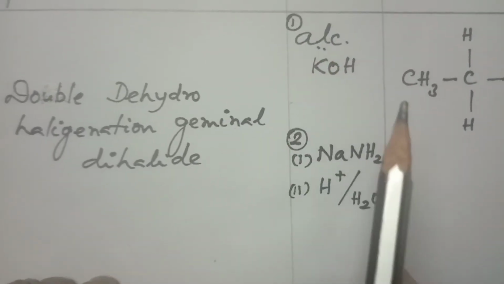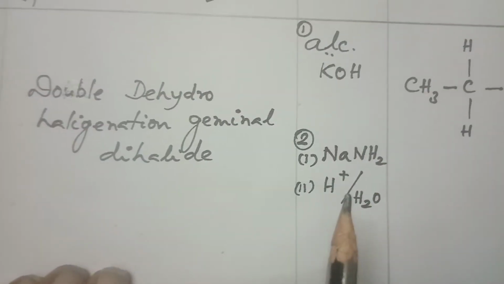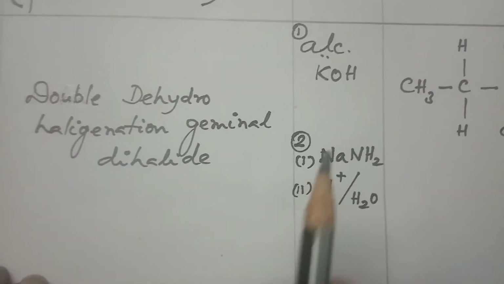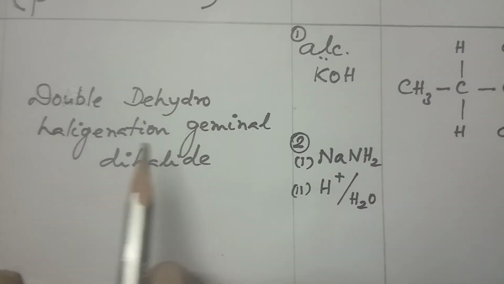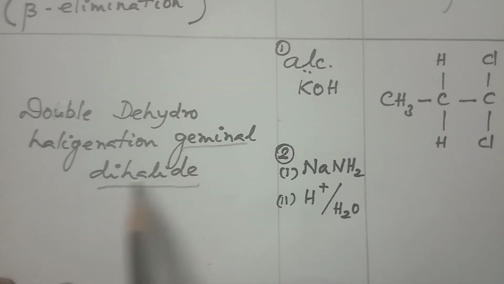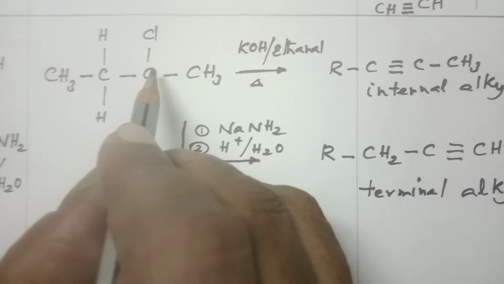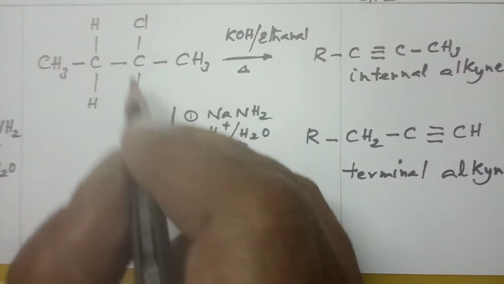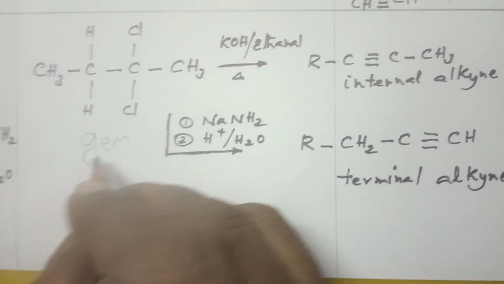Now we move to the next condition. The reagents are alcoholic potassium hydroxide and sodamide, two separate things, related to dehydrohalogenation. This is double dehydrohalogenation, and here the reactant is a geminal dihalide. Dihalide means two halogens. When they are attached on adjacent carbons it is called vicinal; when they are attached on the same carbon atom it is called gem. So this is gem dihalide.